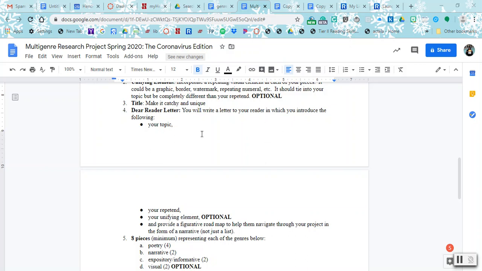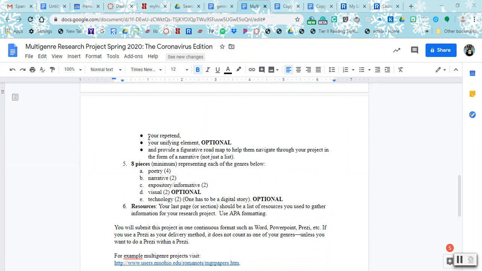So in that letter, you would introduce your topic, you would introduce your repetent, tell me your unifying element if you choose to do one, and provide a figurative roadmap that helps us navigate through your project in the form of a narrative. So you're not just doing a list, it's not a table of contents. It's a lot more fluid than that, and I will show you examples. And once I show you examples, I know this will start to click in your brain.